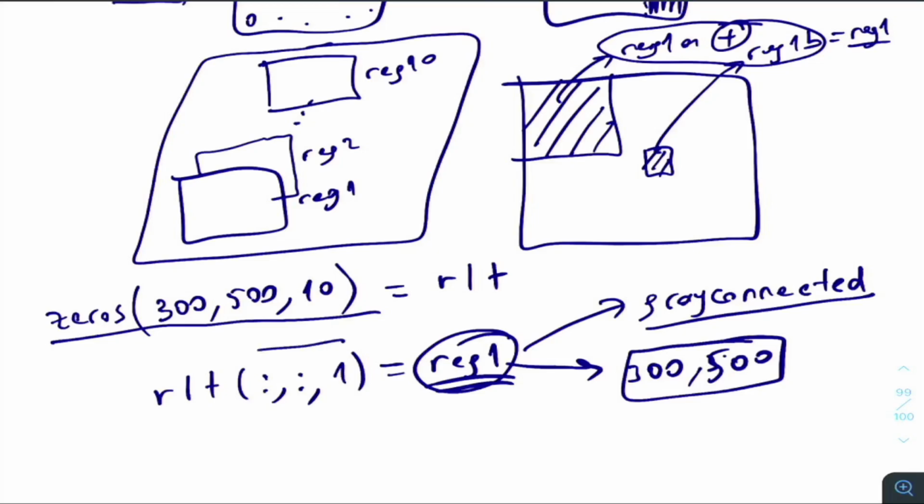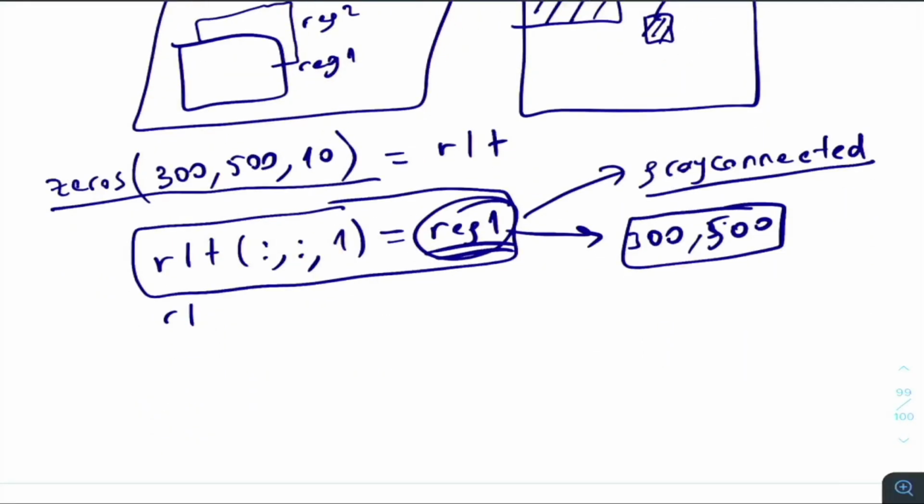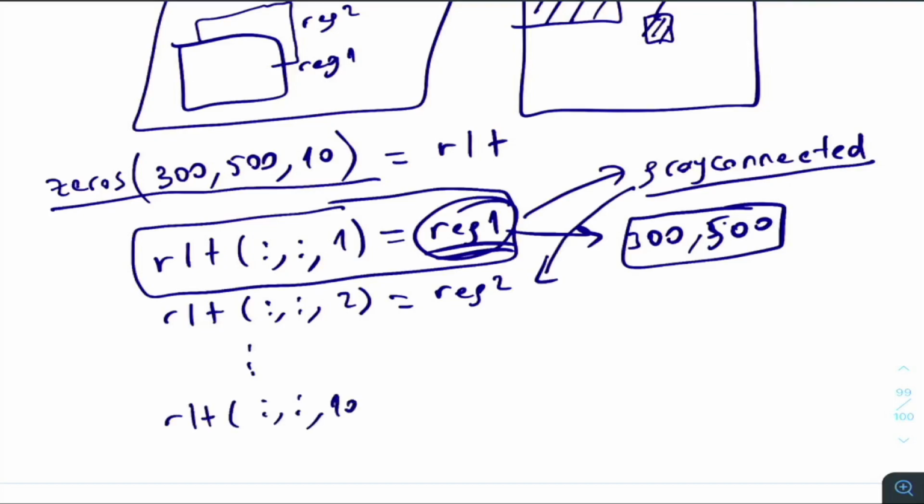And you can just store that, and you can do the same thing for, let me be more pedagogical, reg2, again you just got that from the gray connected function, and so on up to 10. Let's assume there are 10 regions, and you just got them from gray connected.